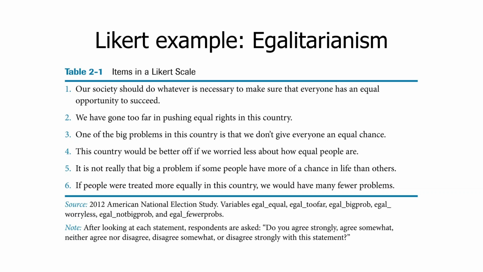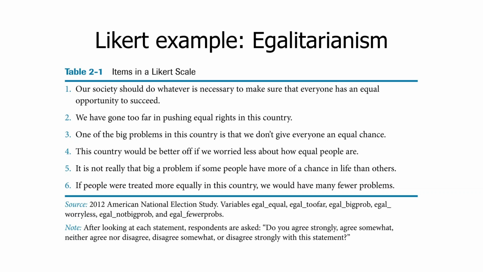Our society should do whatever is necessary to make sure that everyone has an equal opportunity to succeed. If you agree with that, that's an indicator of greater egalitarianism. Item 2, we've gone too far in pushing equal rights in this country. Well, see, that's reverse coded.